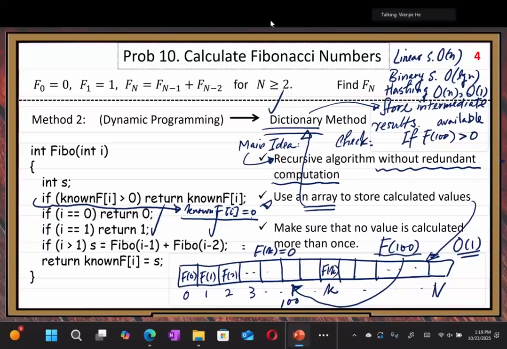You add a storage data structure here. Our array is our storage data structure to store the intermediate data, the intermediate results. Pretty good, right? The idea is so simple, but very effective, very powerful, very useful. So that's the reason I want to bring it here.